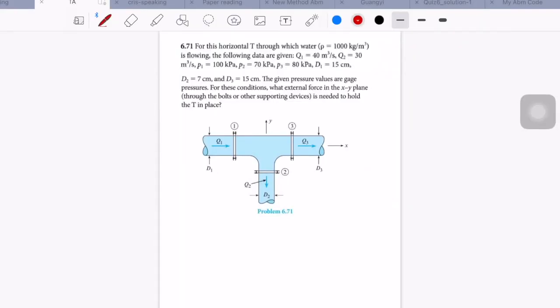For this problem, we need to find the force in the xy plane to hold the T in place. The same, first we select the CV.